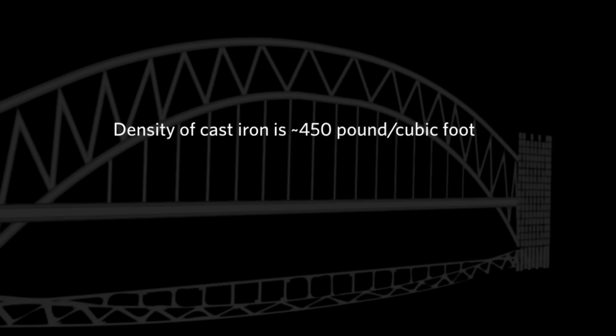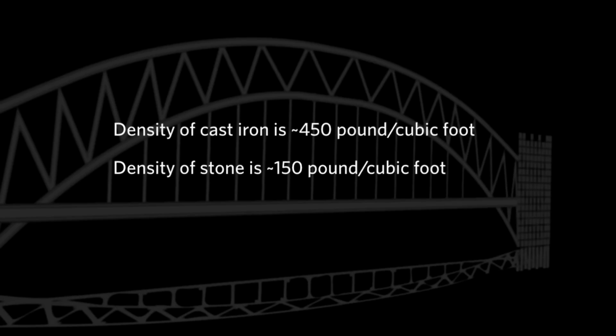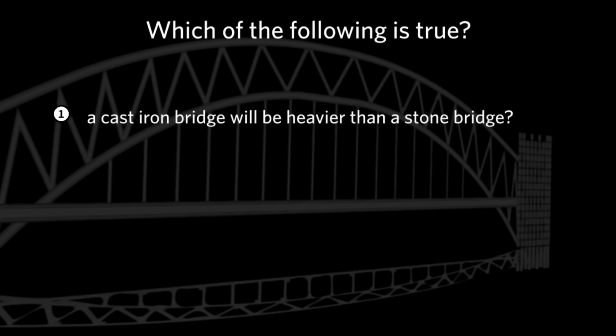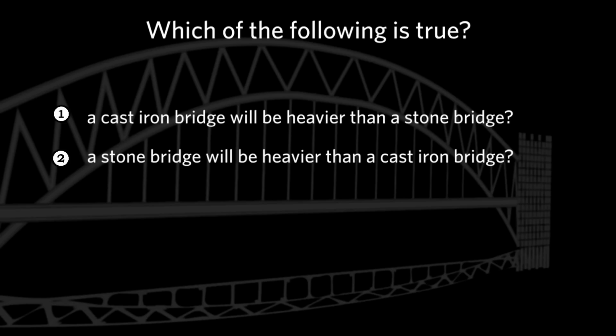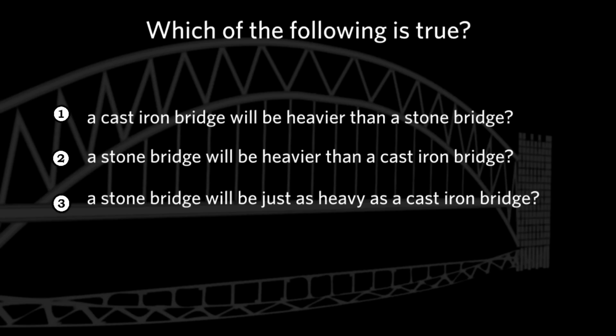Next, we're going to look at the social aspect of these British metal forms, but before we go there, I have a question for you. The density of cast iron is about 450 pounds per cubic foot, and the density of stone is about 150 pounds per cubic foot. So which of the following is true? 1. A cast iron bridge will be heavier than a stone bridge. 2. A stone bridge will be heavier than the cast iron bridge. Or 3. A stone bridge will be just as heavy as a cast iron bridge.